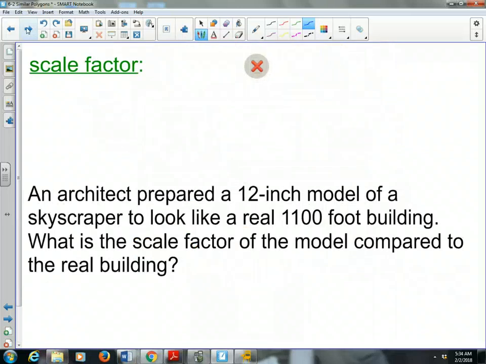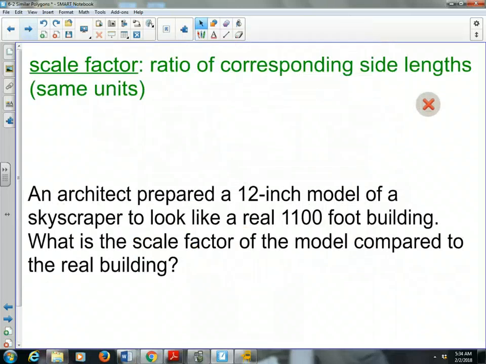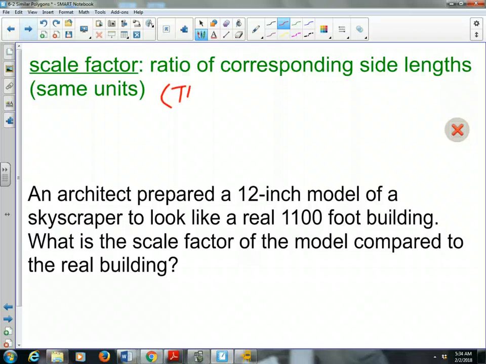Okay, let's define what a scale factor is. A scale factor is a ratio of corresponding side lengths. We always write scale factor using the same units. In parentheses, you can write this too. Oftentimes, the scale factor is the number you multiply by. That scale factor is kind of the number that's saying how much bigger is one figure than the other.